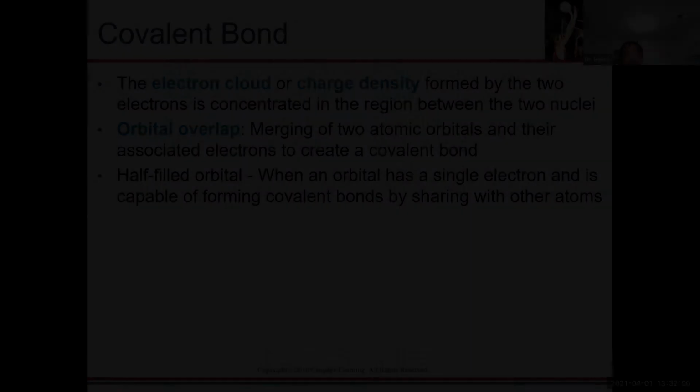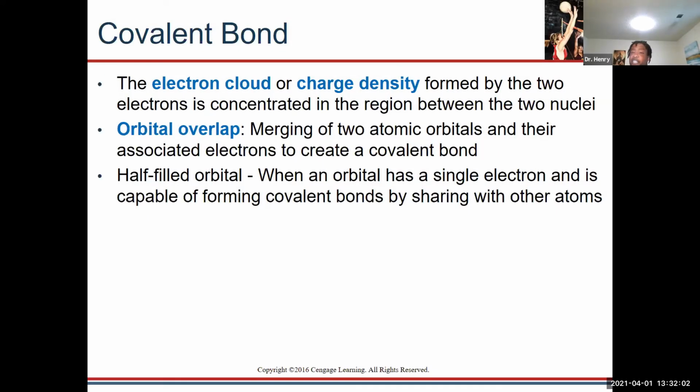Okay, so covalent bonding. We know that covalent bonding is sharing of electrons, right? Because we've talked about that. You guys are feeling it, right? You understand that concept of sharing? If I remember correctly, we talked about the two different types of sharing. I told you about my sisters.